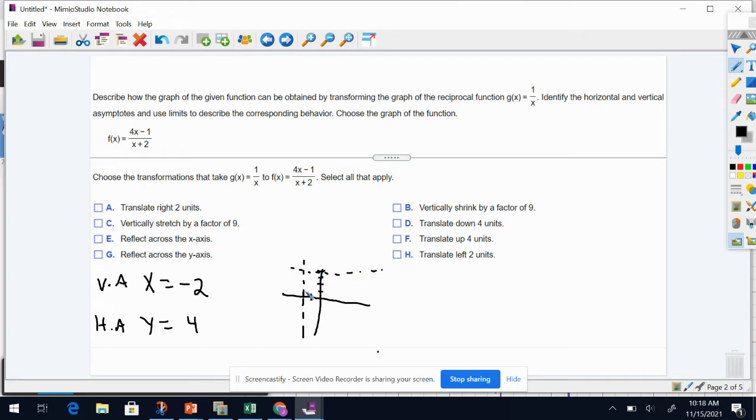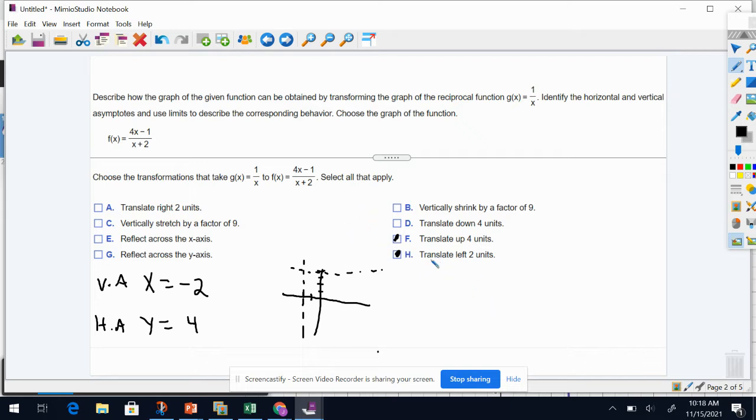There's the horizontal, there's the vertical. Well, what did the graph do? It went up 4, it went left 2. So it went up 4, so it translates to the right 2. No. Vertically shrink. I don't know about shrinking yet. Reflect about the, I don't know about that, but I know that it translates up 4, so it'd be F, and it translates to the left 2. So I know just by getting those two, I can answer these two questions.